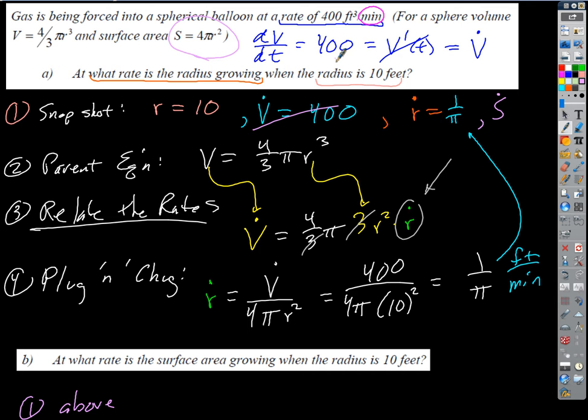Well, the gas is being forced into the balloon at a rate of 400 cubic feet per minute, right? That's units of volume over time, so that's got to be a rate. That's a rate of change of volume. So that's what that derivative means. dV dt means the rate of change of volume with respect to time. We haven't talked about it that way in a while, but all derivatives really just represent rates. In this case, it's a physical rate: how fast is volume changing with respect to time?